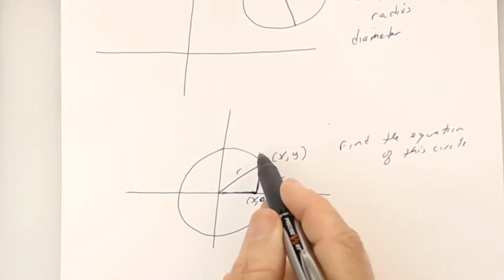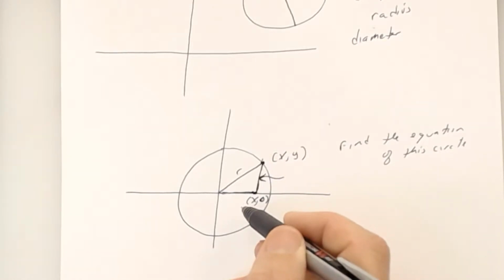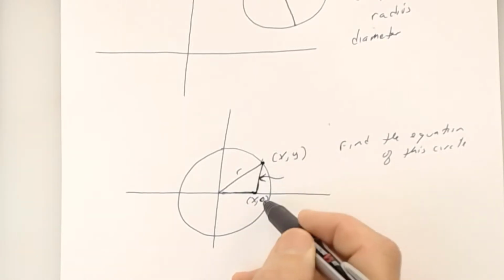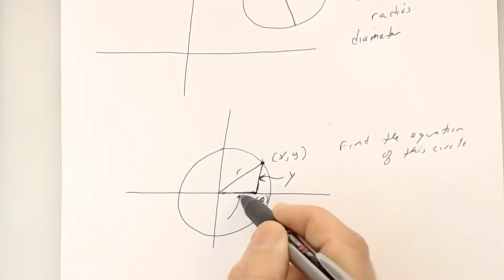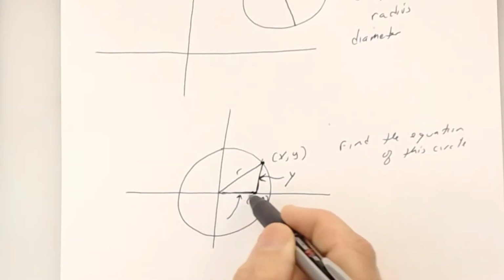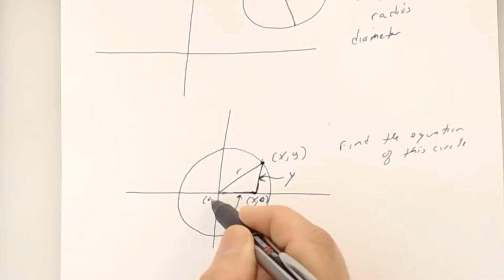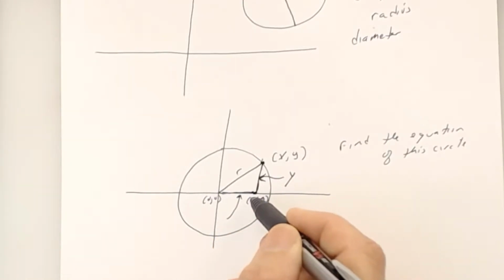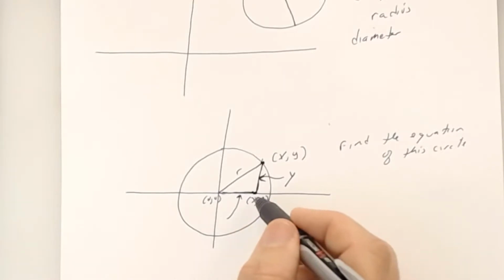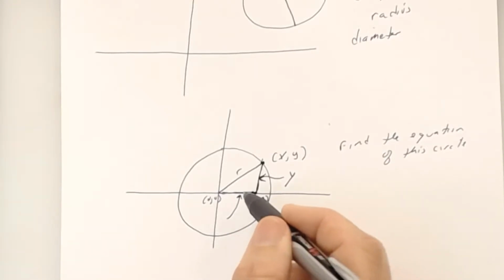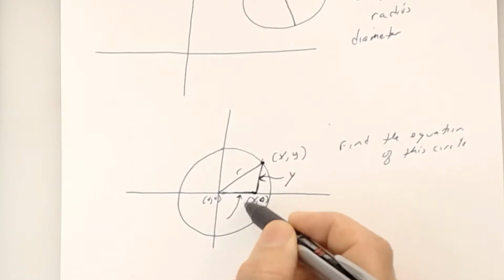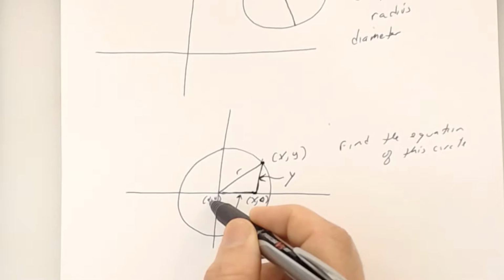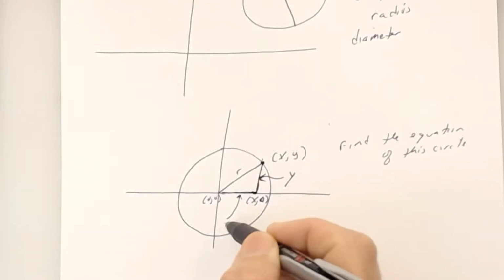Now, what is the length of this leg right here? Remember, finding vertical length, you subtract the Y coordinates. So it's Y minus 0, which is Y. What is this horizontal length? Remember, that's the origin. It's X, because when finding the length of a horizontal segment, you subtract the X coordinates. X minus 0 is X.